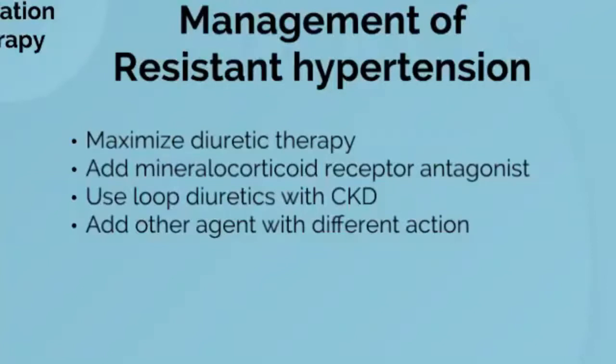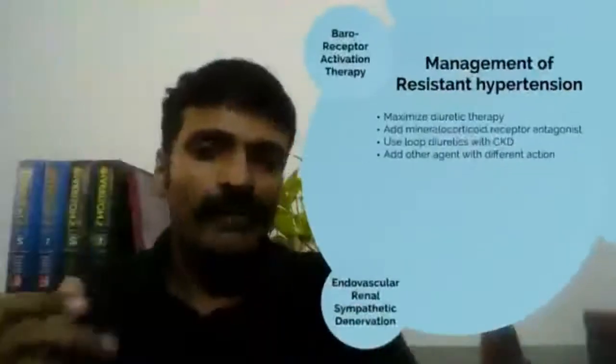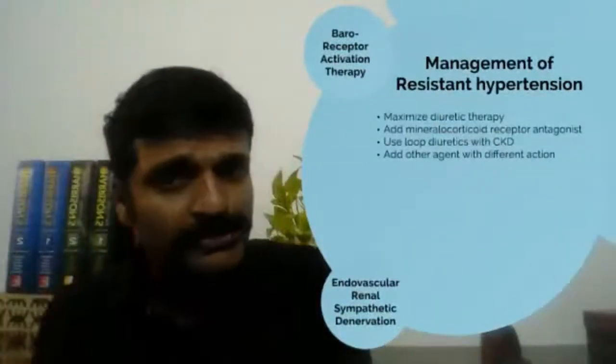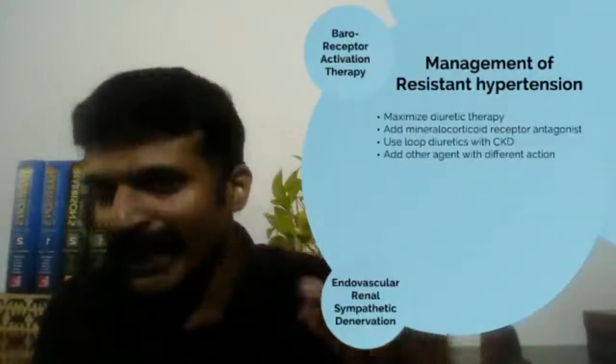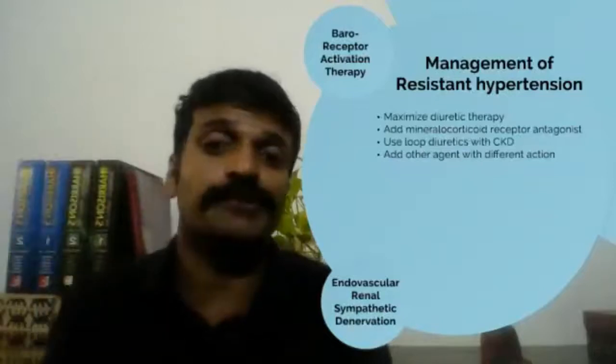Okay, we can add mineralocorticoid receptor antagonists, like aldosterone antagonists. Okay, you have spironolactone, you have eplerenone. These work very well to reduce the blood pressure. If you have chronic kidney disease, loop diuretics like furosemide or torsemide might really work in some patients. In those patients who have already used a diuretic, try adding a calcium channel blocker, or you can add an ACE inhibitor or ARB.